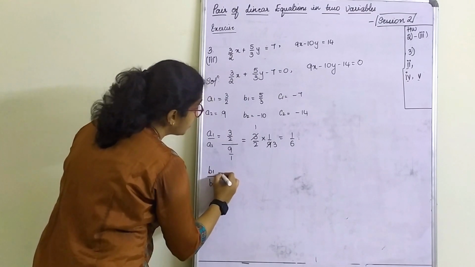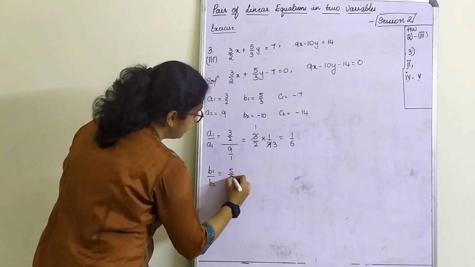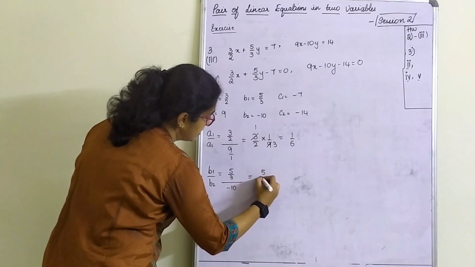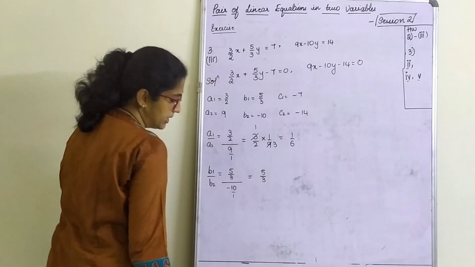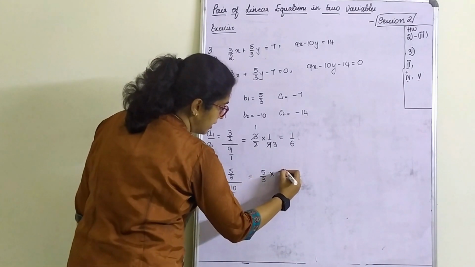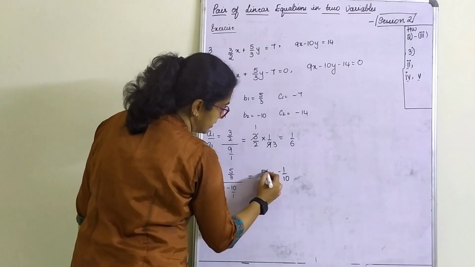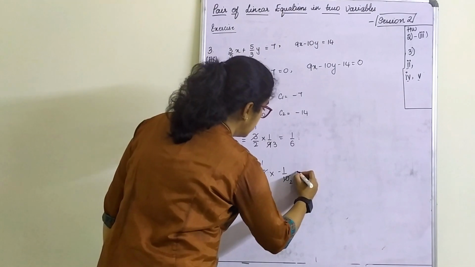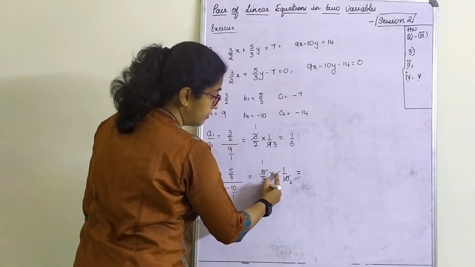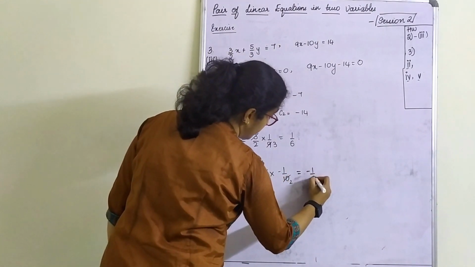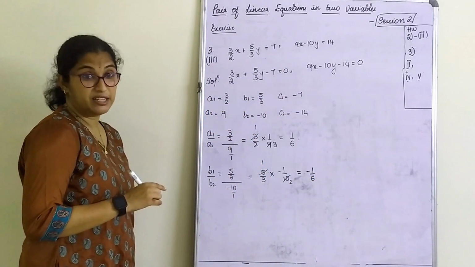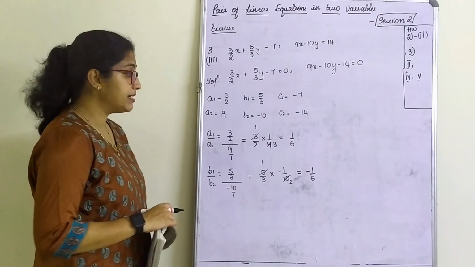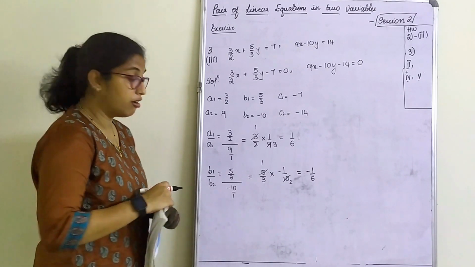B1 by B2 is equal to 5 by 3 divided by minus 10, which can be written as 5 by 3 times the reciprocal of minus 10, that is minus 1 by 10. 5 ones are 5, 3 twos are 6. So this is minus 1 by 6. But see here, the minus sign is there. Be very careful. Minus 1 by 6 is not equal to 1 by 6. You might be thinking they are equal, but they are not equal.